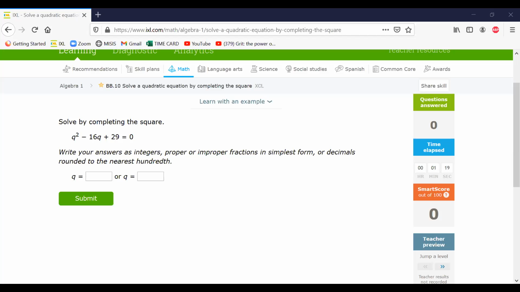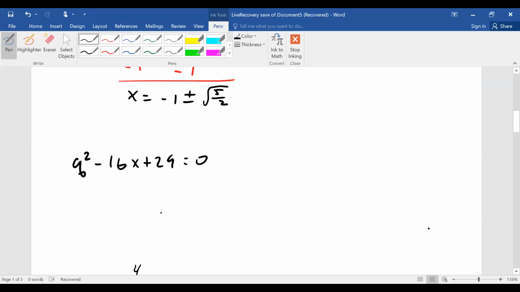Let me make sure I'm sharing the right screen. Okay, q squared minus 16q plus 29. So we're going to solve this by completing the square. Let's go and bubble up. Q squared minus 16q, when we divide 16 by 2, this becomes q minus 8. What's the perfect square we wish we had? 8 times 8 is 64. So we add 64 and we minus 64.